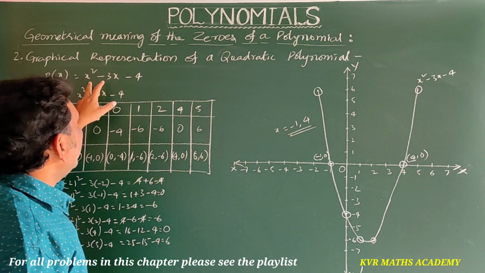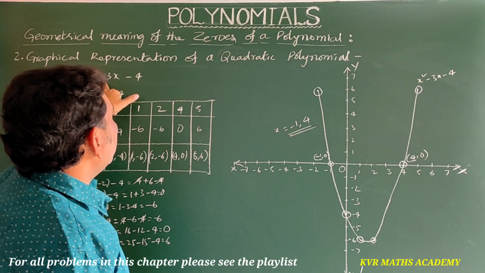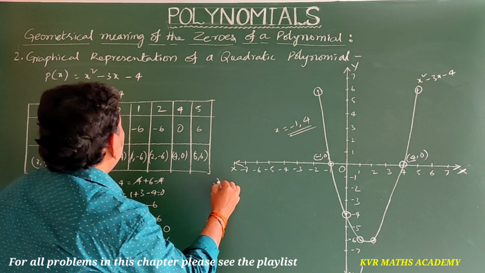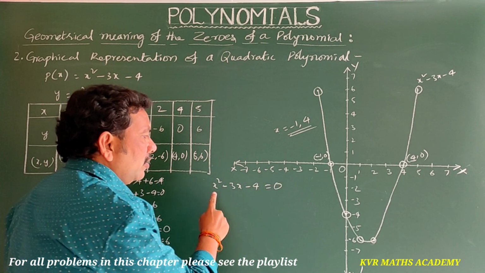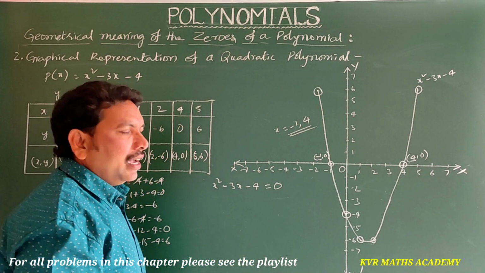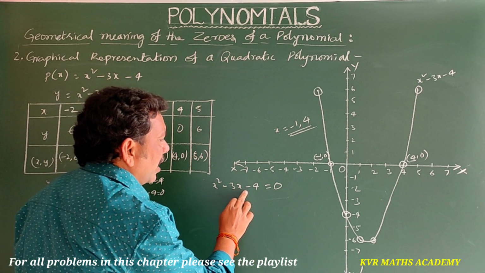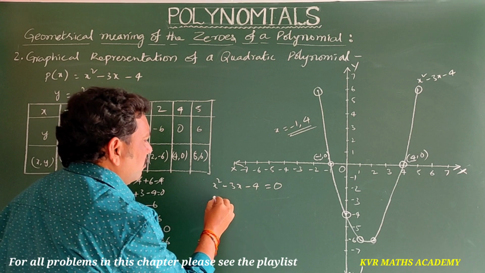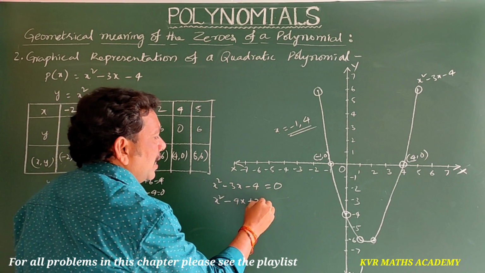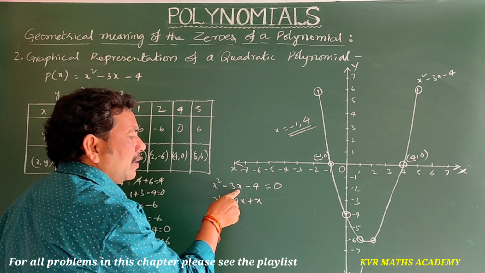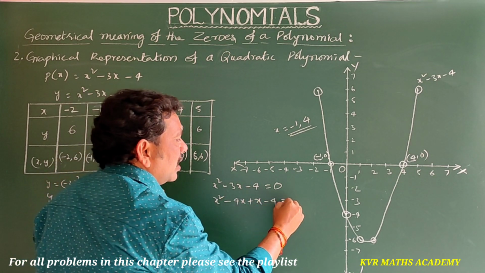Suppose you want to find the zeros of the given polynomial: x square minus 3x minus 4 is equal to 0. Zero value means we have to equate it to 0. So how can you write this one? 4 ones are 4, factors of 4. This is minus 4x plus x. Minus 4x plus x is minus 3x. Minus 4 is equal to 0.